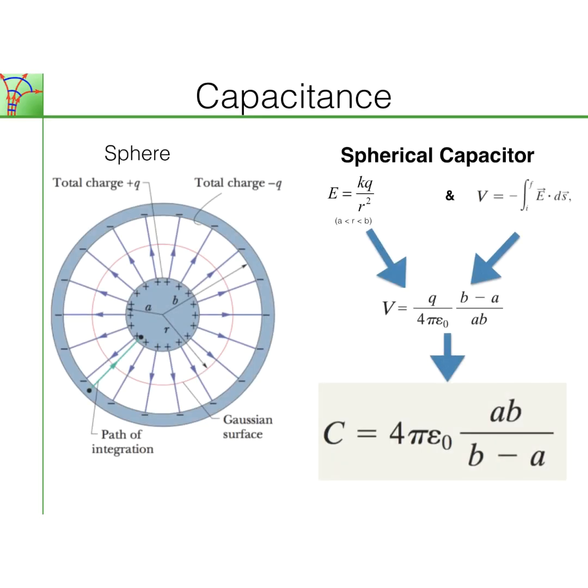You could do something similar for spherical capacitors. So if they're spheres instead of cylinders, the electric field between the spheres is going to be kq over r squared instead of k lambda over r. And you would do a similar calculation, and you would get this: that C is 4 pi epsilon naught AB over B minus A.